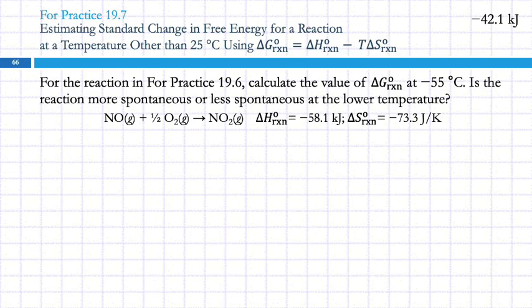Estimating standard change in free energy at a temperature other than 25 degrees Celsius. Again, using delta G equals delta H minus T delta S. So for the reaction for practice 19.6, calculate the value of delta G at negative 55 degrees Celsius. Is the reaction more spontaneous or less spontaneous at the lower temperature? And so here are the values that we calculated earlier, so we don't have to do them over again.